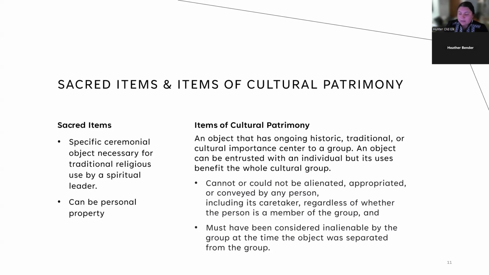These are items that are used for that religious purpose, but they are personally owned. An item of cultural patrimony is an object that has historic, traditional, or cultural importance, and it's ongoing. And so these items, when used, their use benefits the entire tribe in that community. And they can be entrusted to one single caretaker, but under the definition of cultural patrimony, that caretaker is not the owner. And so NAGPRA uses these two claims, these two points.